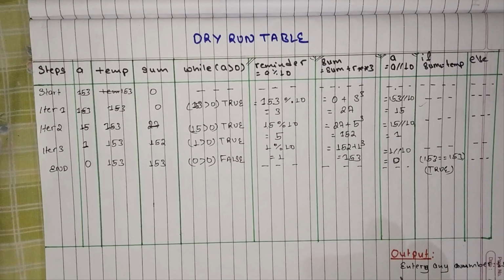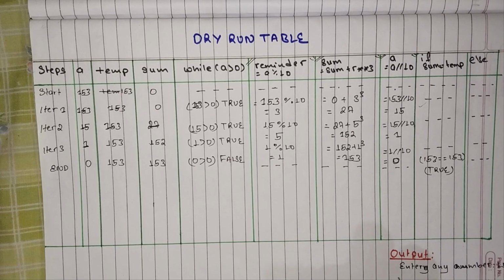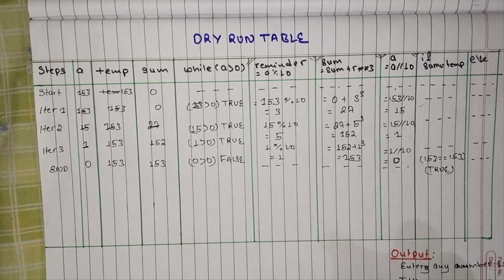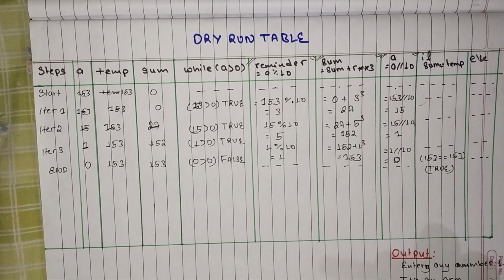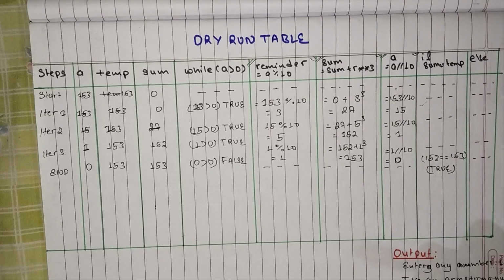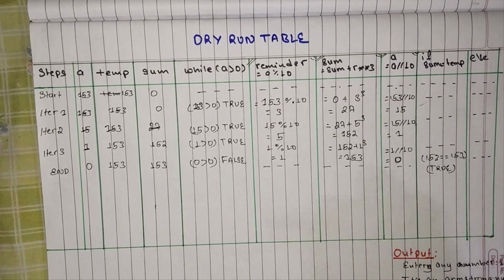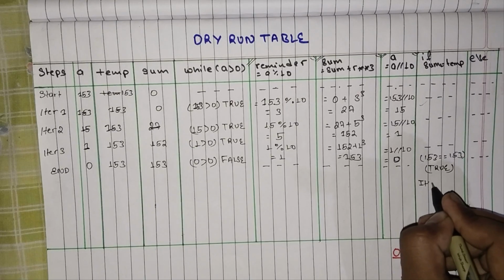And now the output of this code will be: it is an Armstrong number. That is the output.